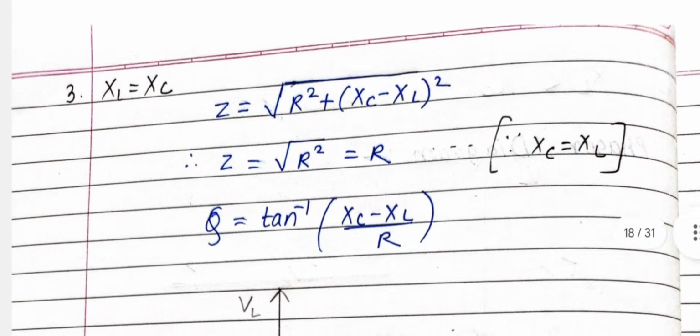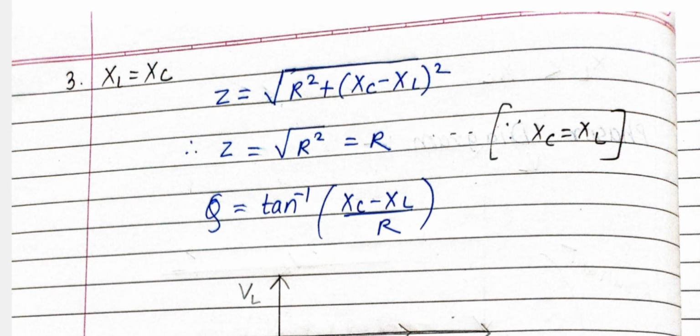Now the last one, that is XL equal to XC. It is very simple, as this time XL equals XC. So what is the formula for impedance? Z equal to under root of R square plus XC minus XL the whole square. Now in this case XC is equal to XL, so that part will become 0. So Z will be equal to under root of R square, which means Z is equal to R.